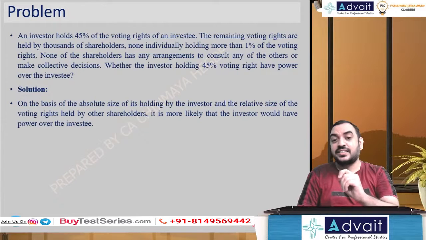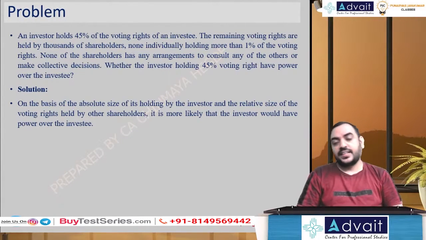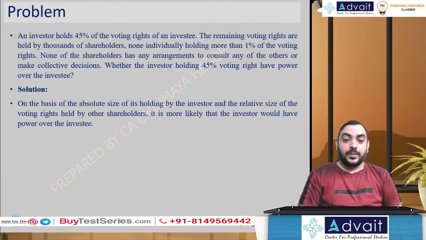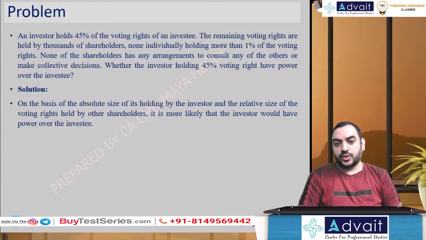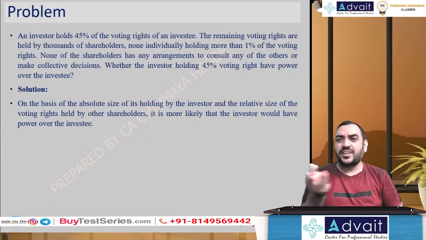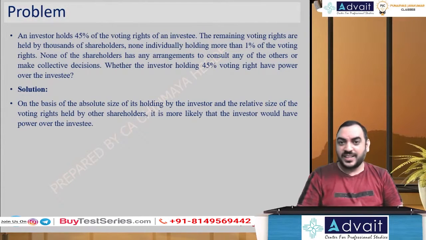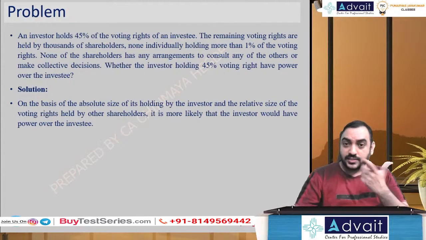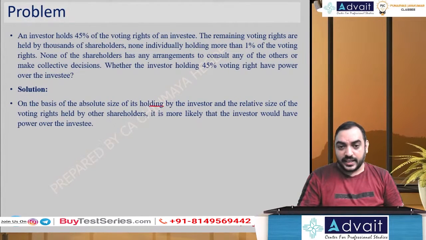Principles and facts are more important than rules. That's the basic nature of Ind AS. So, on the basis of the absolute size of the shareholding of the investor, and the relative size of the voting rights held by the other shareholders, relative size meaning in comparison. In fact, Mukesh Ambani has got only some 20%, I think, maybe less, but definitely is the most powerful person, you can say. So it's more likely. See, use the word: it is likely. It is more likely.